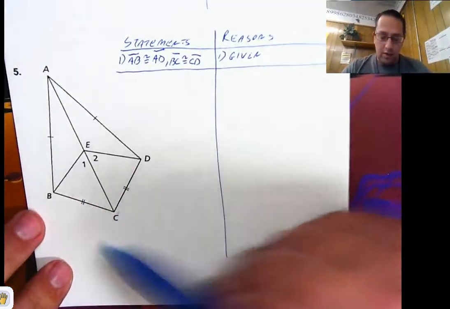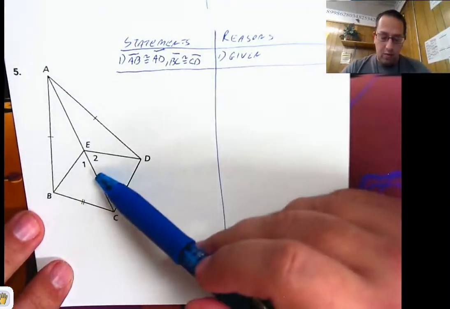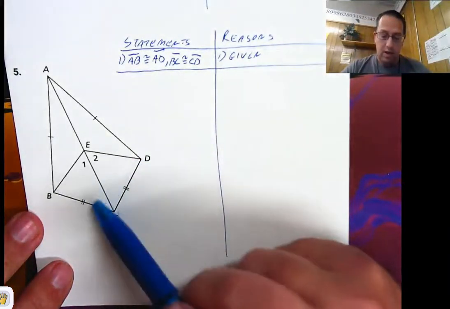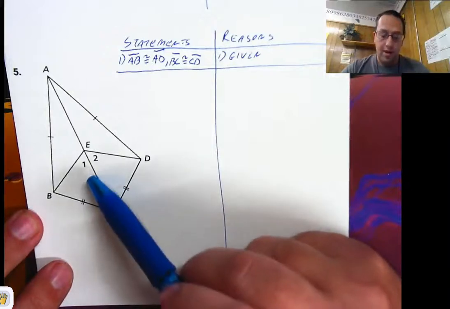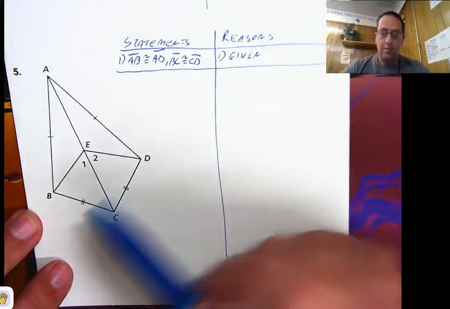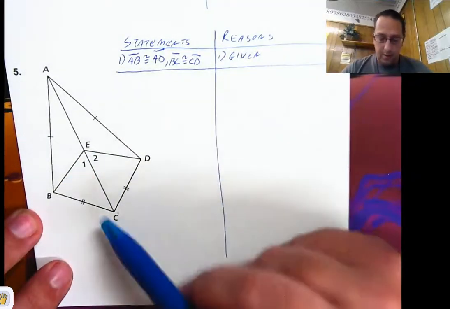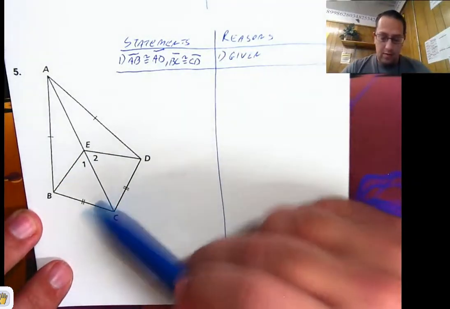So I've got two sides, and to make that work, I would need to have an angle. Now I would need to have this angle here, the angle in between the two sides, so I could have side angle side, because side angle doesn't work. I couldn't use one of those. So how could I get this angle congruent?